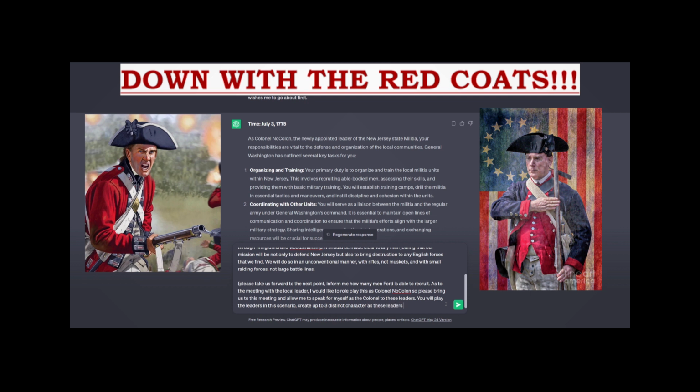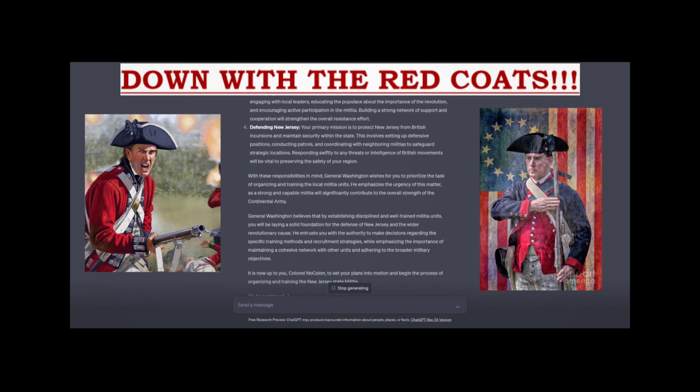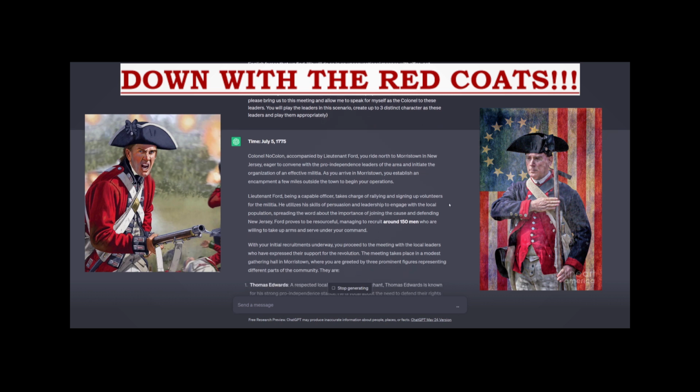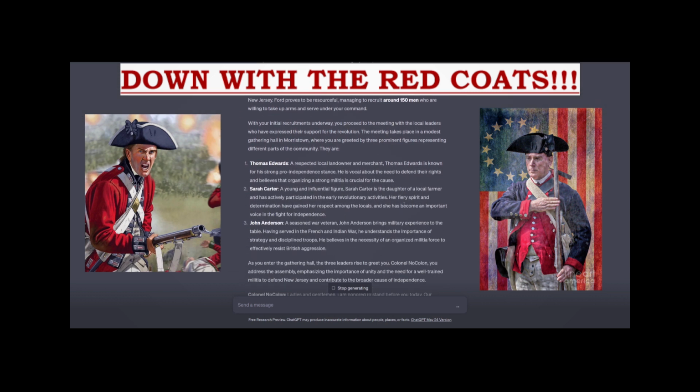Gotta say, I'm really having a blast doing this whole thing. Okay. July 5th, so we're 2 days later. We arrive at Morristown. He takes charge of rallying and signing up volunteers. He gets about 150 men. So we have 150 men under our command who are willing to take up arms. We'll have to work on getting more. And the leaders that we find are Thomas Edwards, Sarah Carter, not historically accurate, not a lot of female leaders back then, and John Anderson.